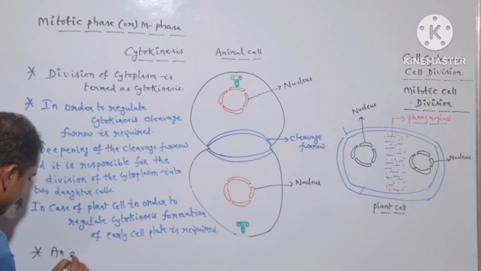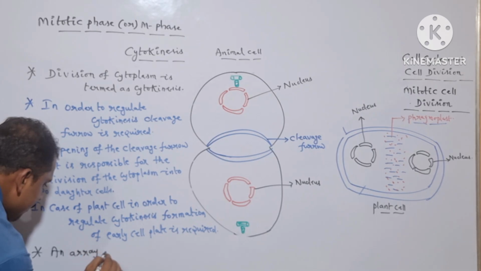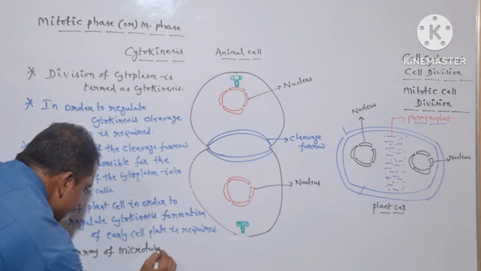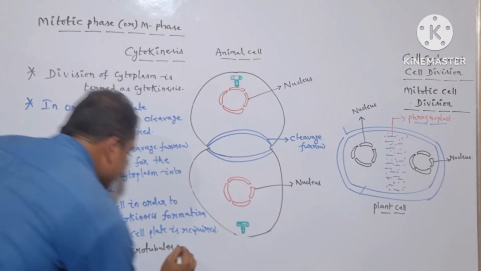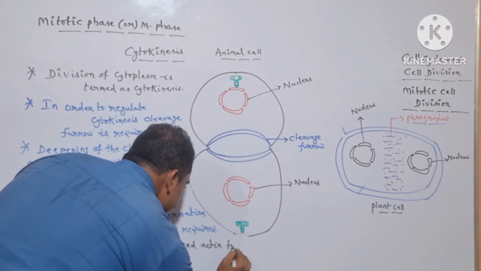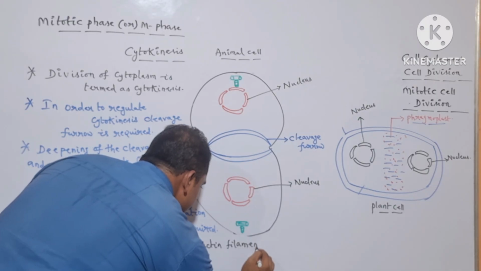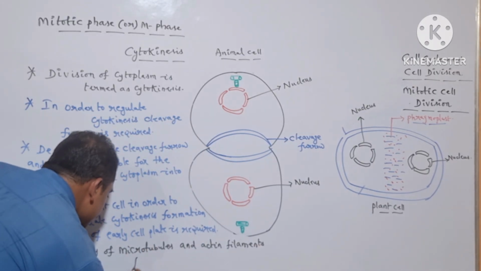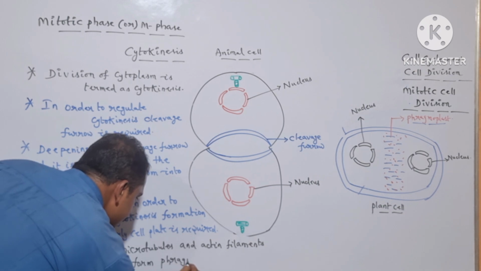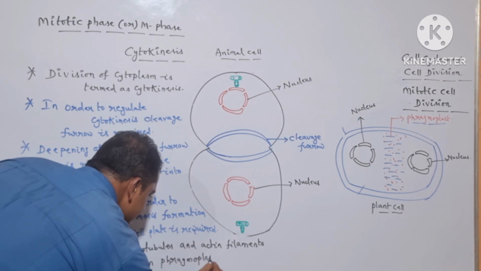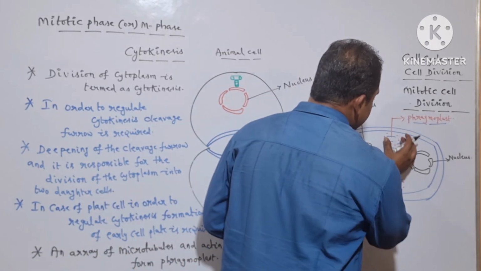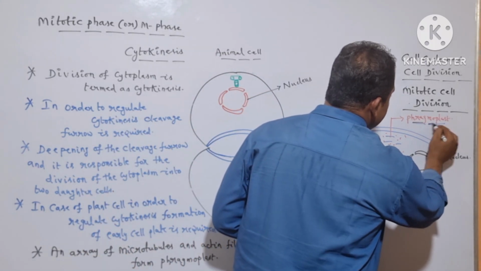An array of microtubules and actin filaments form the phragmoplast. Is it clear? So microtubules in association with actin filaments lead to the formation of the phragmoplast.